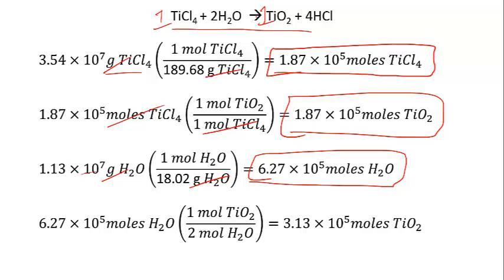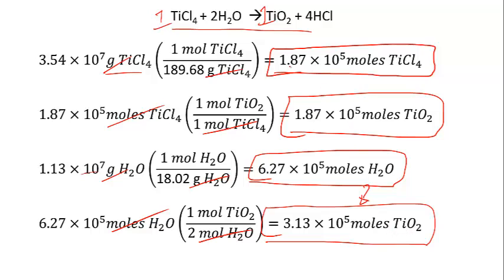Well, we see that there is 1 mole of titanium dioxide to 2 moles of H2O. So 2 moles H2O to 1 mole titanium dioxide, moles of H2O cancels, and you see that 6.27 times 10 to the 5th moles H2O produces 3.13 times 10 to the 5th moles titanium dioxide.